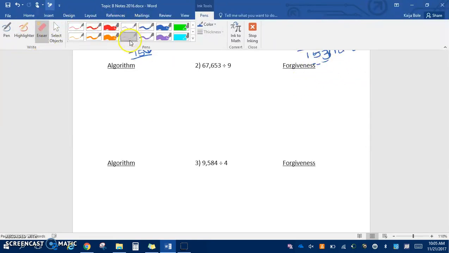Alright, so now if we look at this one, we've got 67,653 divided by 9. So for the algorithm, remember to leave some space.